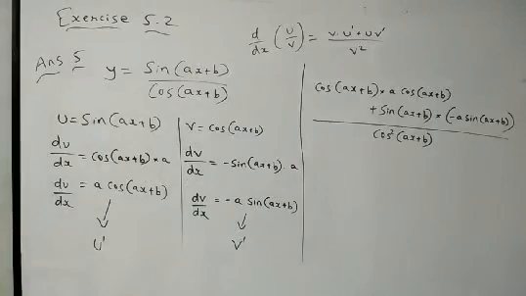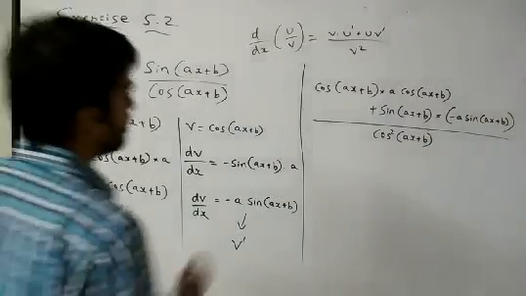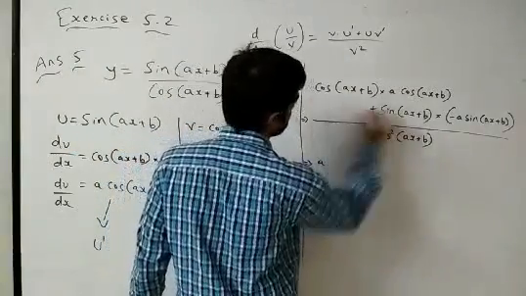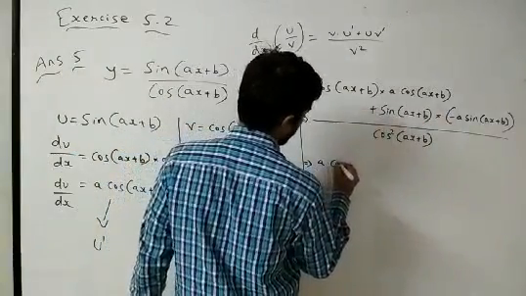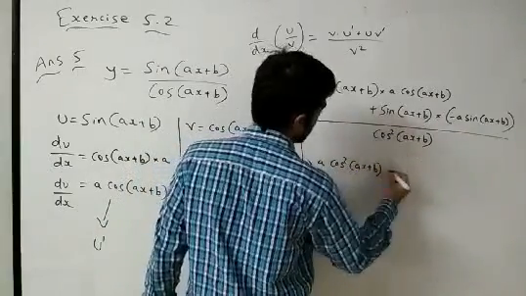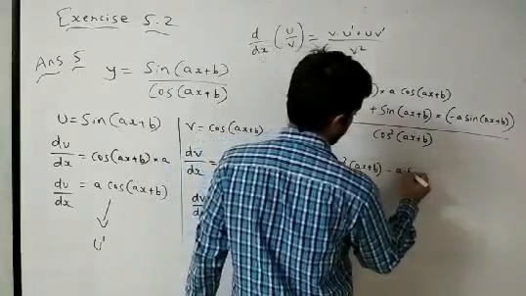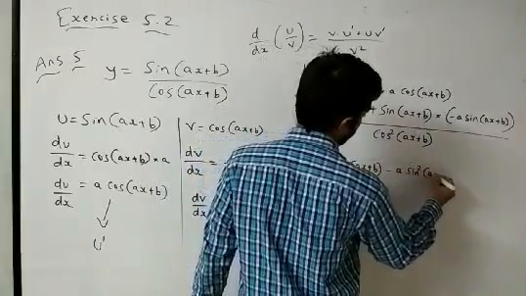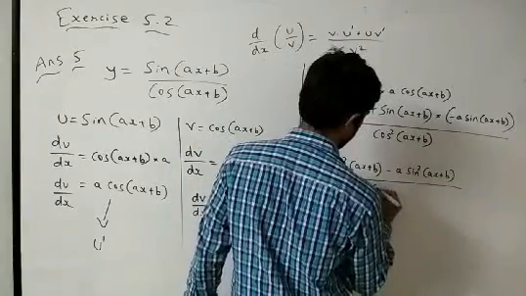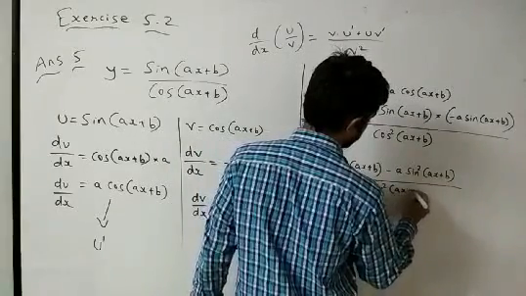Right? So now we have to solve this. Now we are supposed to solve that. So how will we be solving? That is a as it is, cos of ax plus b, that will be cos square of ax plus b. Minus sign outside, minus of a sin square of ax plus b by cos square of ax plus b.